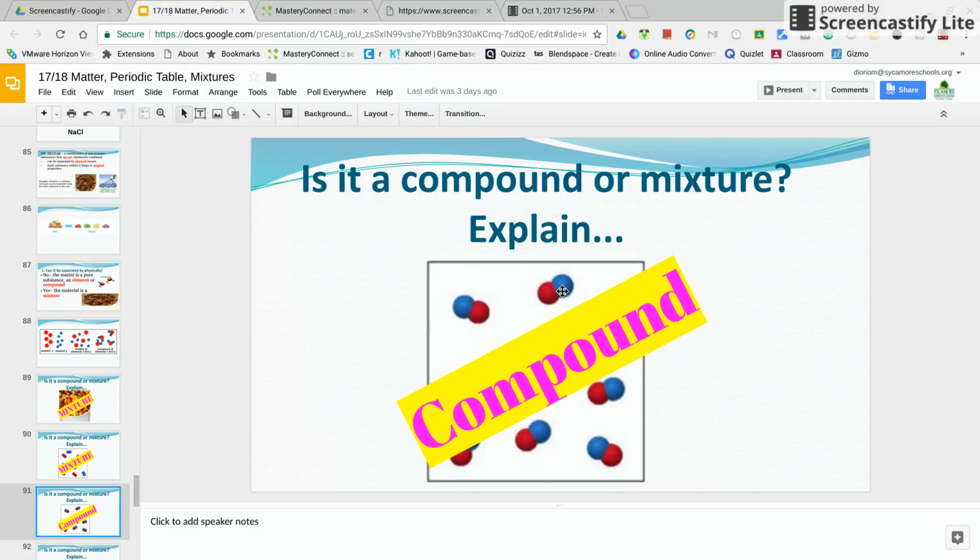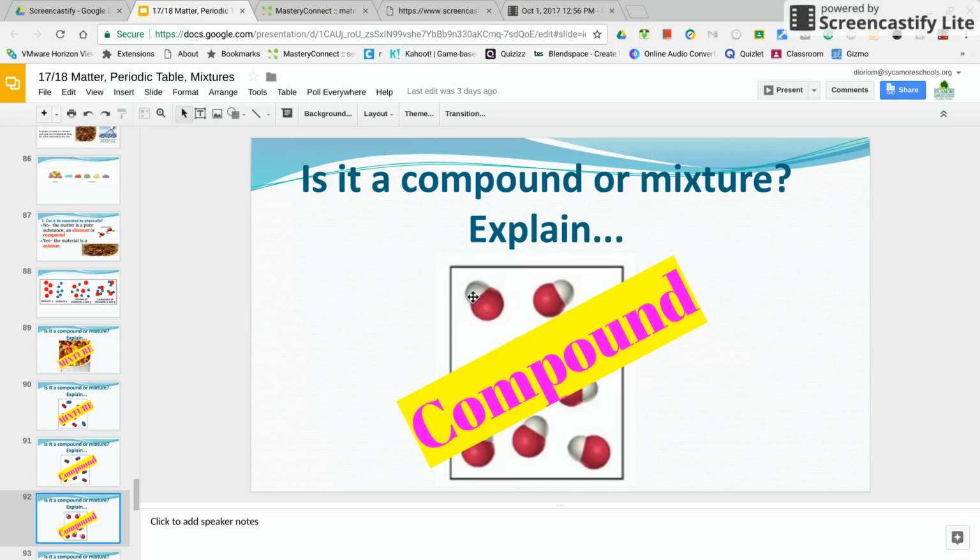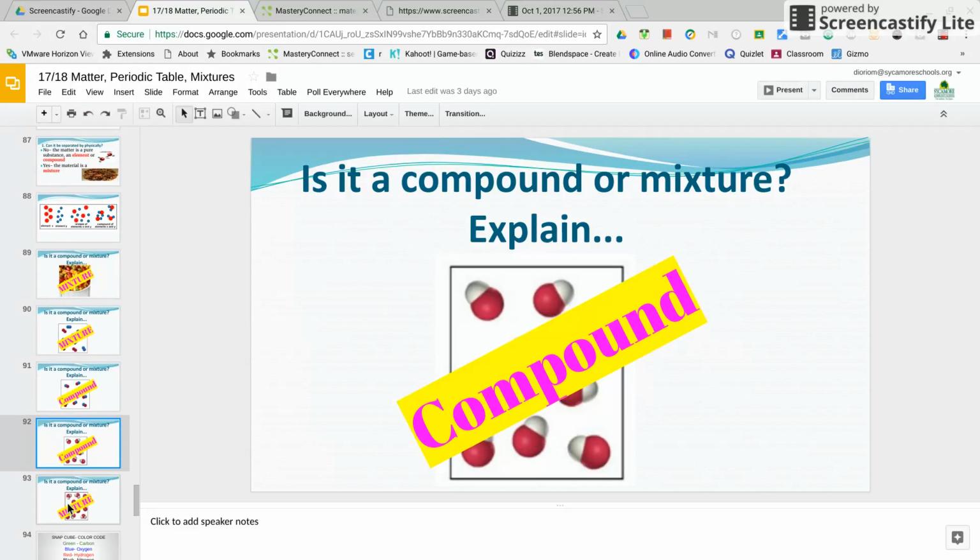Here, the molecules in this particular substance are all alike, but they have two different atoms that are bonded together. So this is considered a pure substance because all of the molecules are the same, but it's considered a compound because I have two different elements bonded together to make that particular substance. Here, once again, two different elements bonded together to make this molecule. That means that this is a compound. And I know it's a true compound because every molecule in this substance was the same. Those same two elements bonded together.